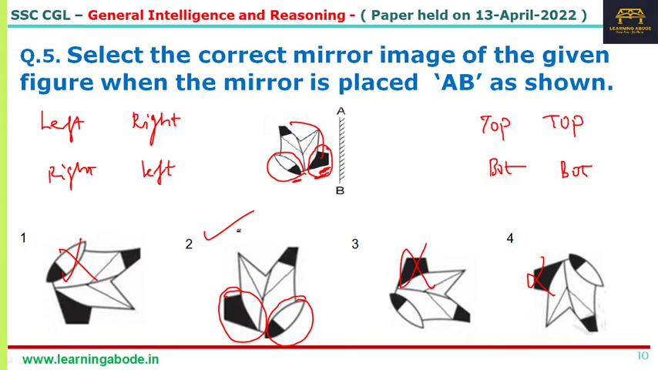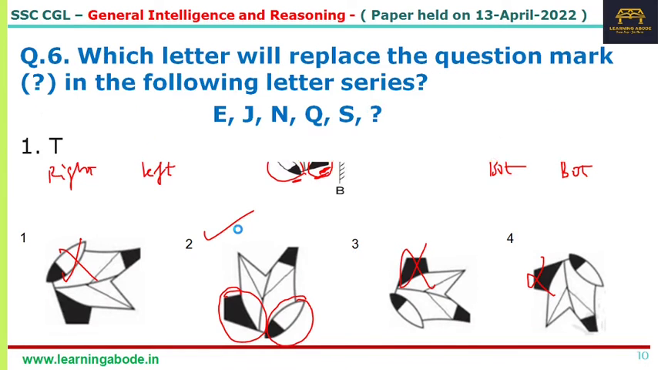So what is on the top will remain on the top, and what is on the bottom will remain on the bottom. What will actually happen is, what is on your left will come to your right, and what is on the right will come to your left. So the second image is the right answer for the fifth question.